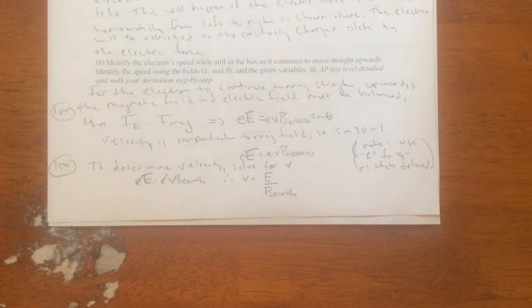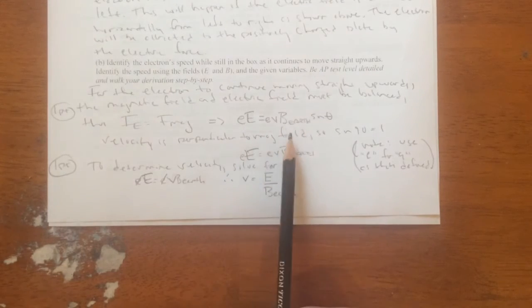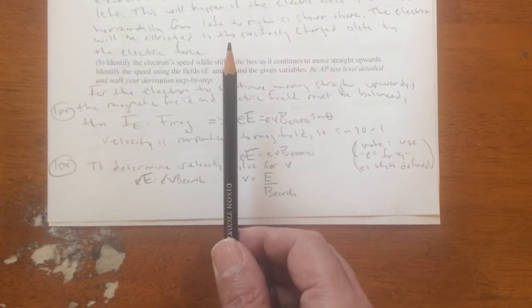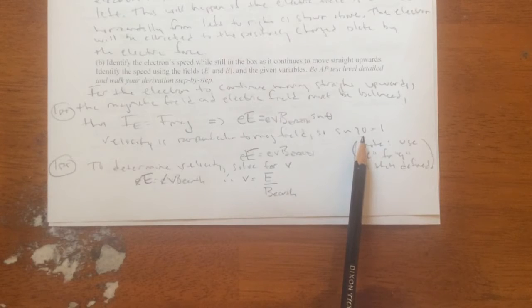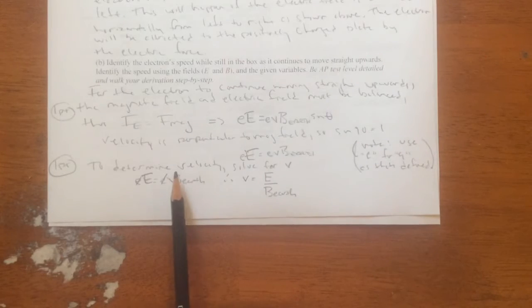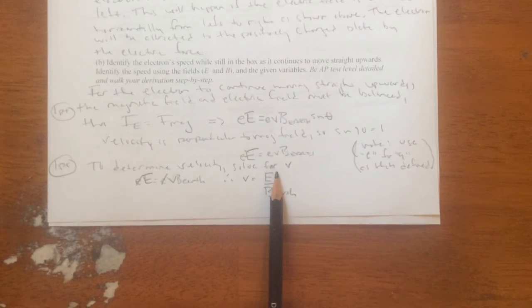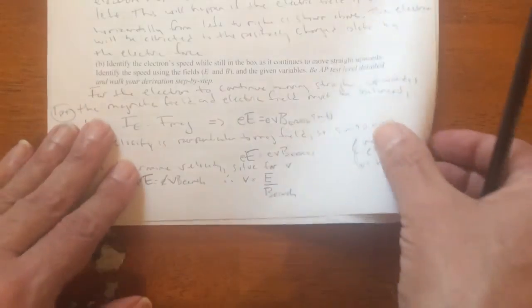Use the whole equation. Then identify the field is perpendicular to the motion. Sine 90 is 1. You can ignore it. Solve. Your velocity is E field over magnetic field of the Earth. They identify it as B Earth, so you're going to use B Earth. And that's my note: use what they give you.